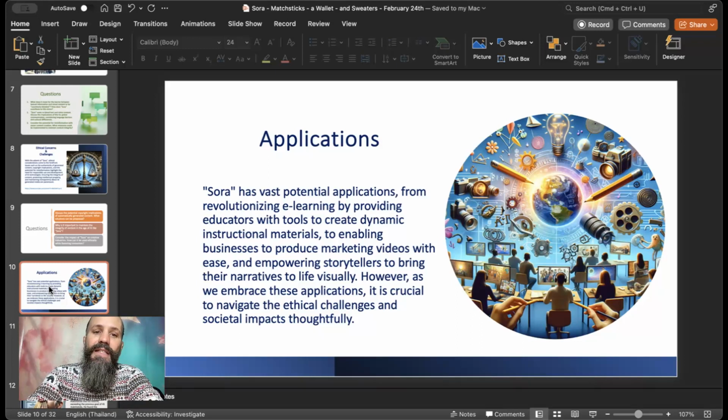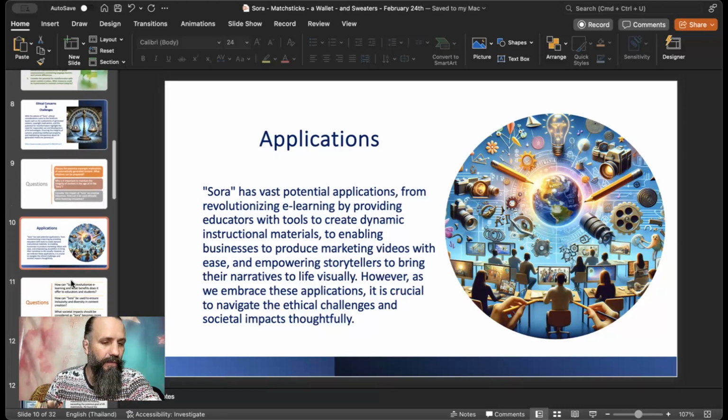Applications. Sora has vast potential applications, from revolutionizing e-learning by providing educators with tools to create dynamic instructional materials, to enabling businesses to produce marketing videos with ease, and empowering storytellers to bring their narratives to life visually. However, as we embrace these applications, it is crucial to navigate the ethical challenges and societal impacts thoughtfully.